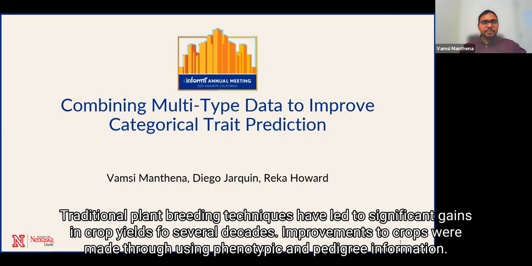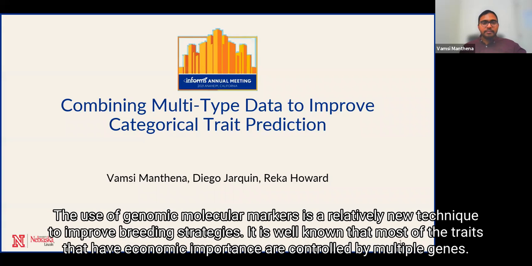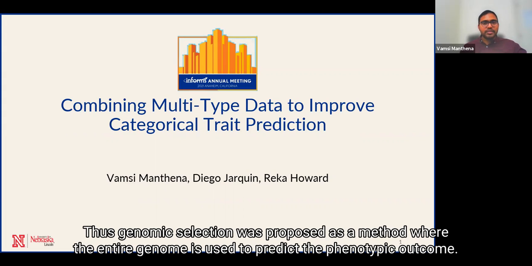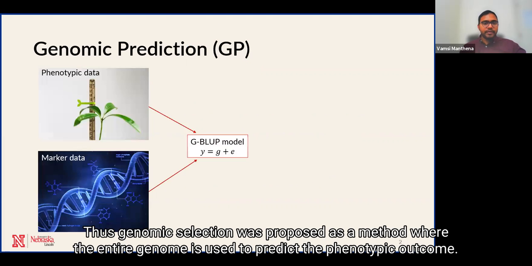Traditional plant breeding techniques have led to significant gains in crop yields for several decades. Improvements to crops were made by using phenotypic and pedigree information. The use of genomic molecular marker data is a relatively new technique to improve breeding strategies. It's well known that most of the traits that have economic importance are controlled by multiple genes. Thus, genomic selection was proposed as a method where the entire genome is used to predict the phenotypic outcome.